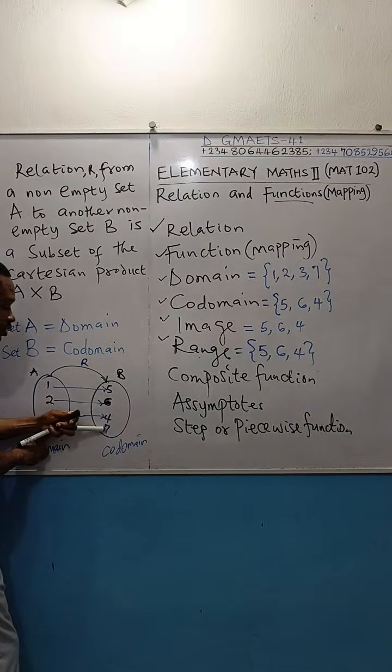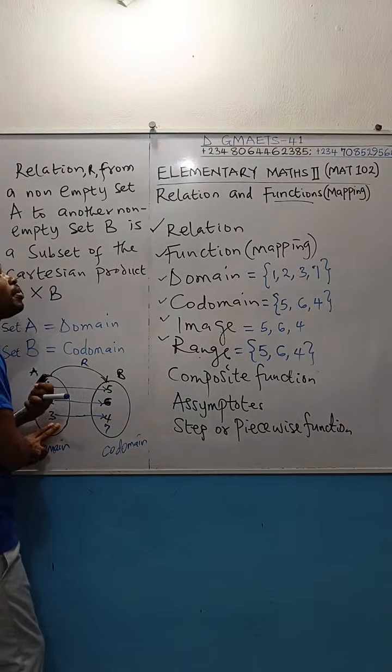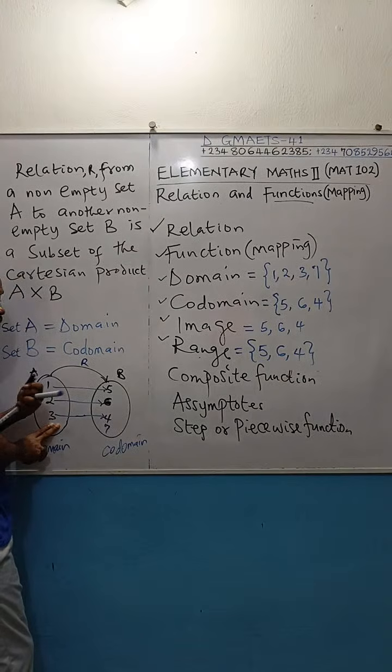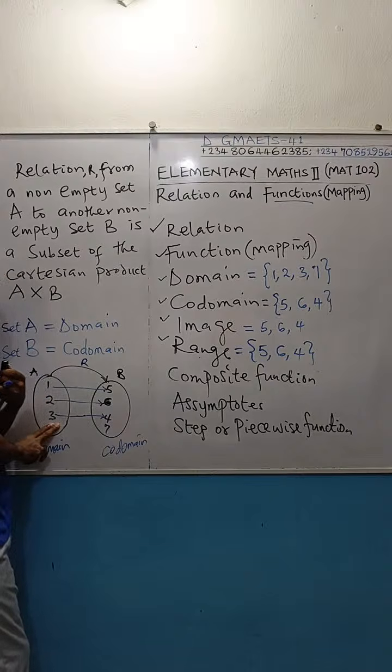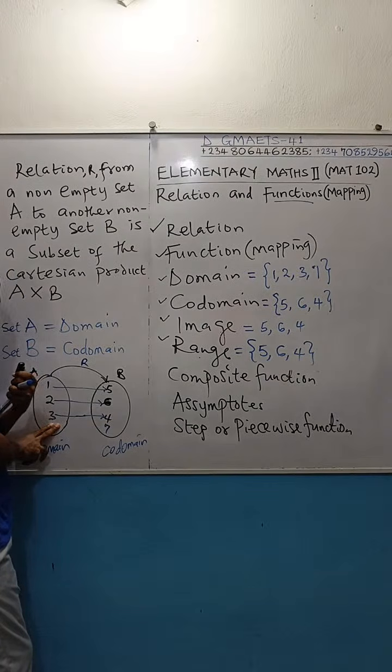Like in this case, this 7 is not an image of anything in the domain because nothing from the domain produced this 7. That is why the image will remain the same, 5, 6, 4, because 5, 6, 4 are produced by 1, 2, 3. 7 was not produced by any element in the domain. Therefore, 7 cannot be part of this image. The image still remains unchanged, 5, 6, and 4. And since the image remained unchanged, the range will also remain unchanged because the range is simply the set of the image.